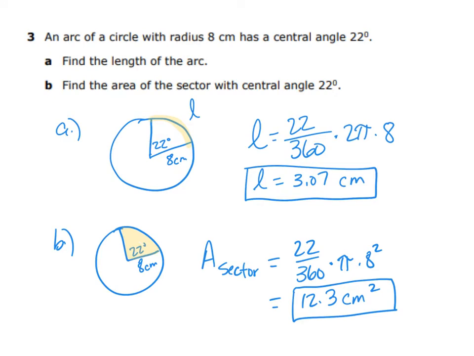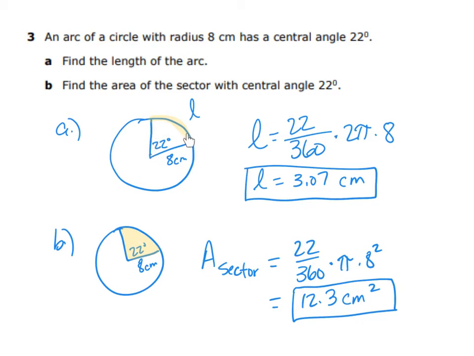Number 3 says, an arc of a circle with radius 8 centimeters has a central angle of 22 degrees. In part A, we're going to find the length of the arc. So here's a picture of our circle with an 8 centimeter radius and a central angle of 22 degrees. So the arc length would be this arc that's cut off by that 22 degree angle.